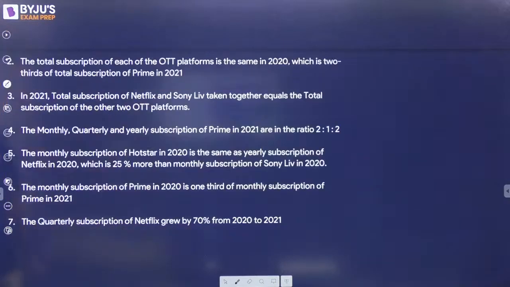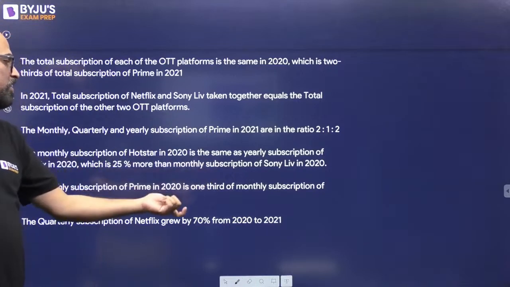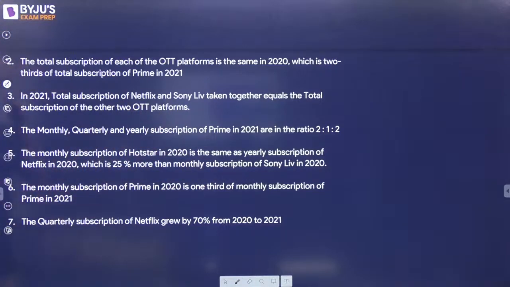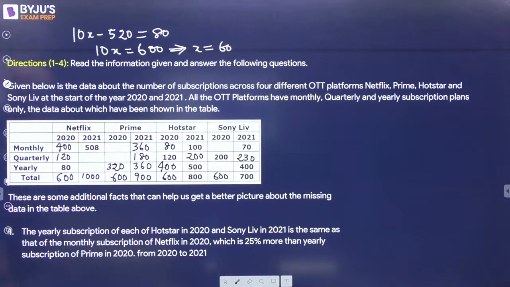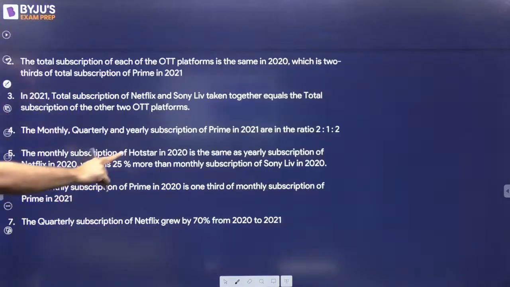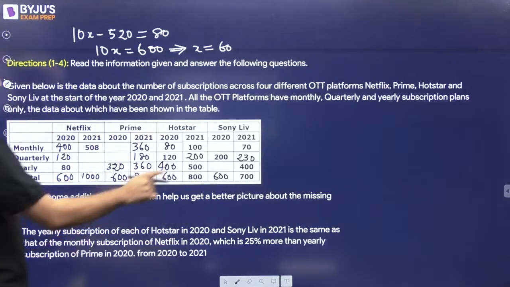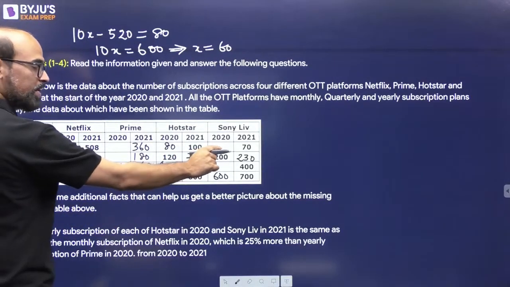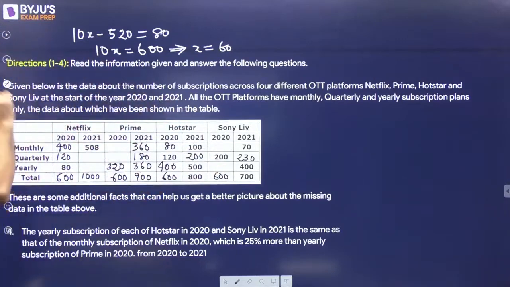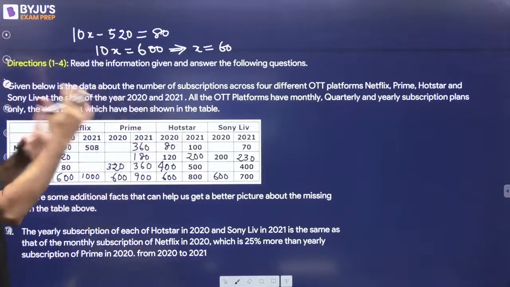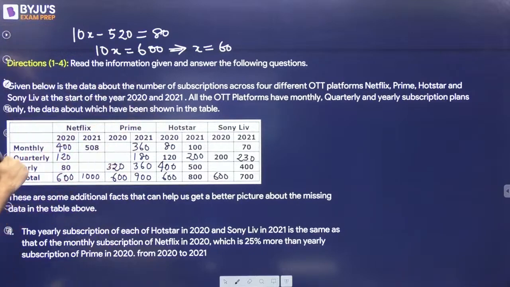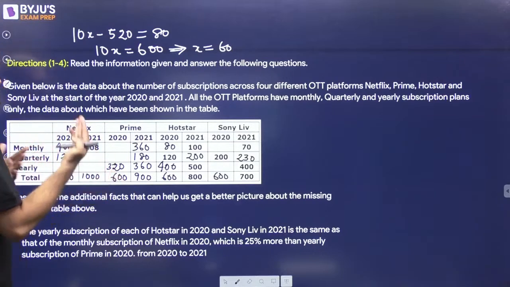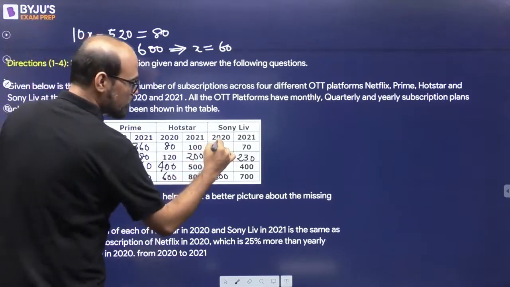Let's move ahead. Let's look at this. That number 80 is 25% more than the monthly subscription of Sony Live in 2020. And that also, it's the monthly subscription. So monthly subscription of Sony Live in 2020, iska 25% more is 80, right? So what number shall we have over there? So what number ka 25% more is 80 or 1.25 times of what number is 80? आप ऐसे भी समझ सकते हो कि 5 by 4 times किस number का 80 होता है. So this is going to result in 64.